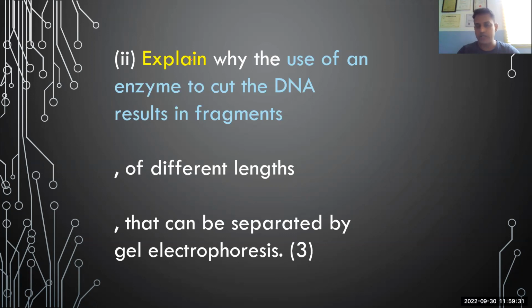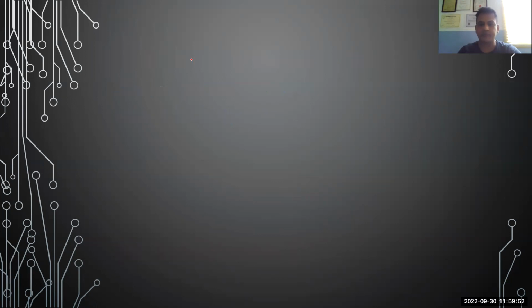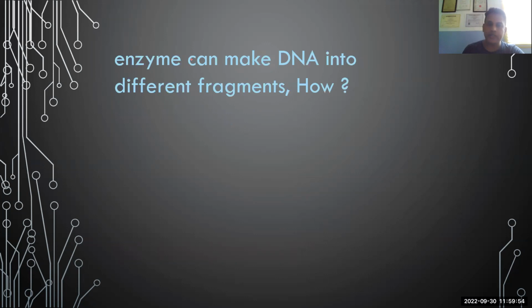So now it is clear, your 3 points: why the enzyme makes fragments, why the enzyme makes different lengths of fragments, why different lengths can be separated by gel electrophoresis. So if you can provide answers for these 3 questions, you can get the 3 marks. Okay, let's see again. Enzyme can make DNA into different fragments. How? So we address that question first, right?